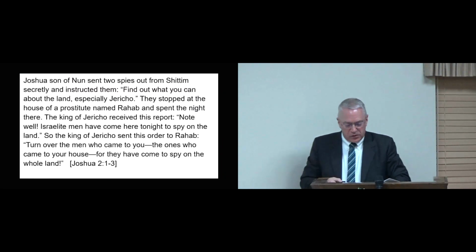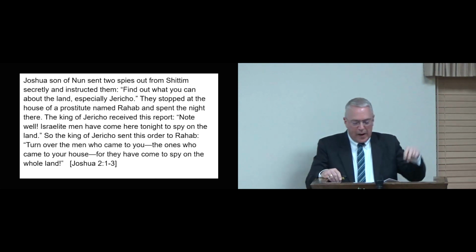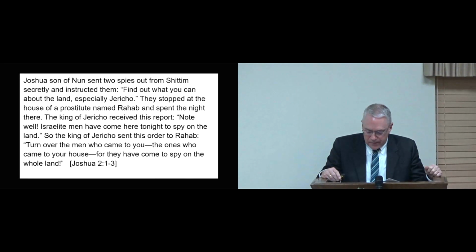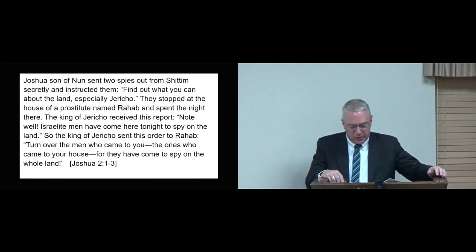So let's go back. Joshua chapter 2. Joshua, son of Nun, sent 2 spies out from Shittim secretly and instructed them, find out what you can about the land, especially Jericho. So they stopped at a house of a prostitute named Rahab and spent the night there.